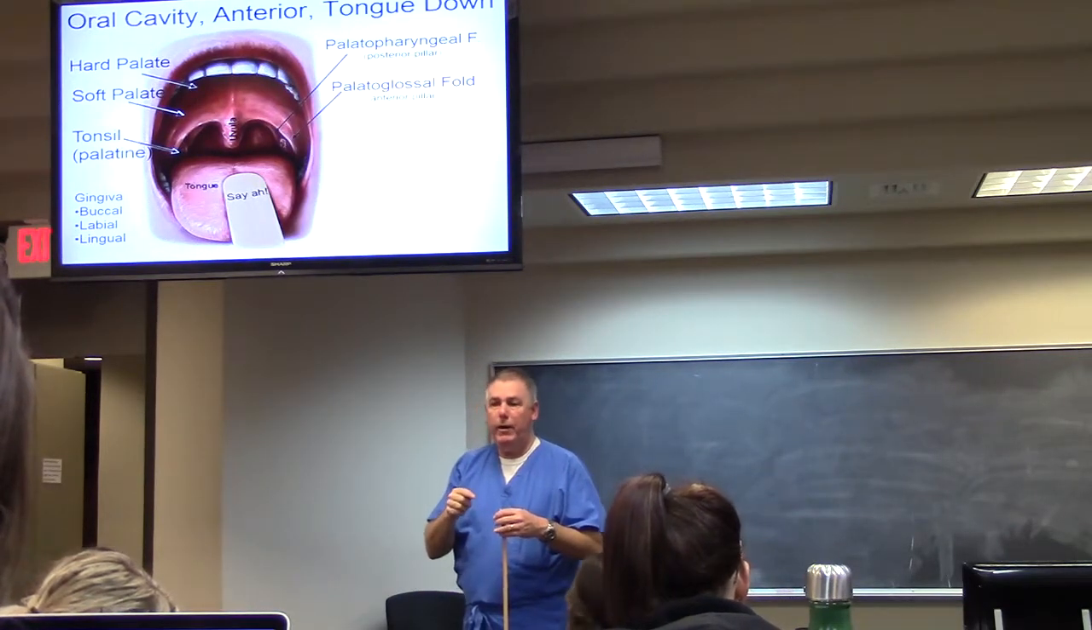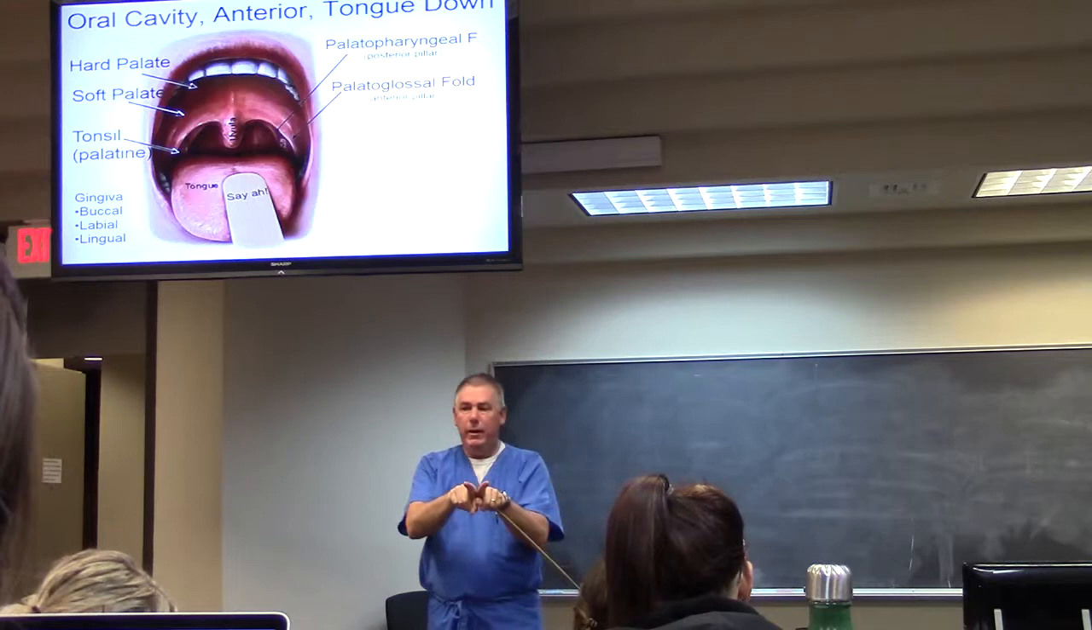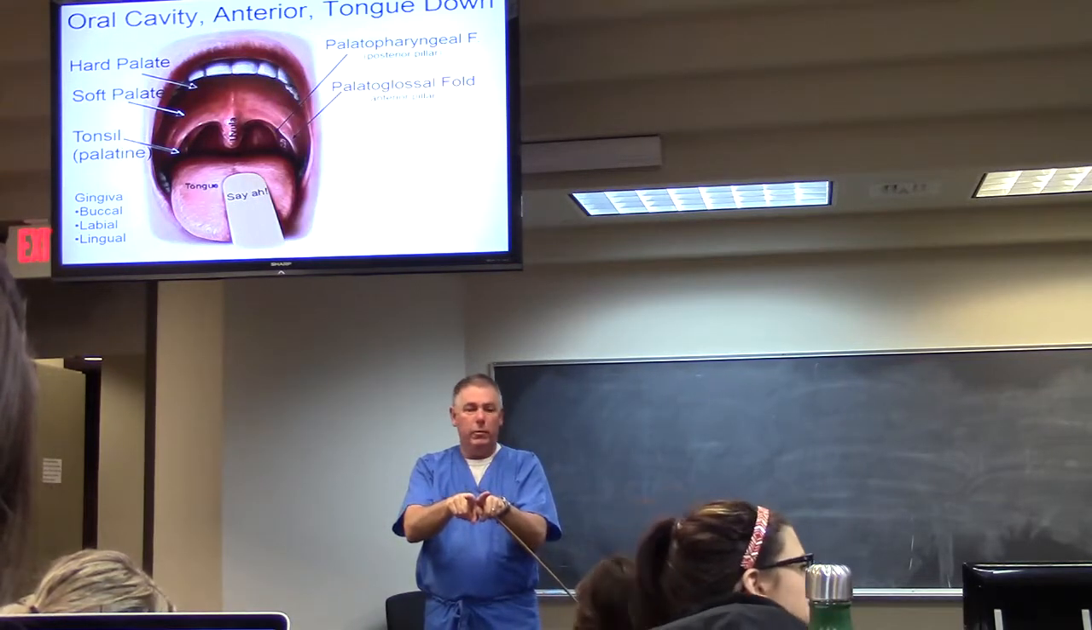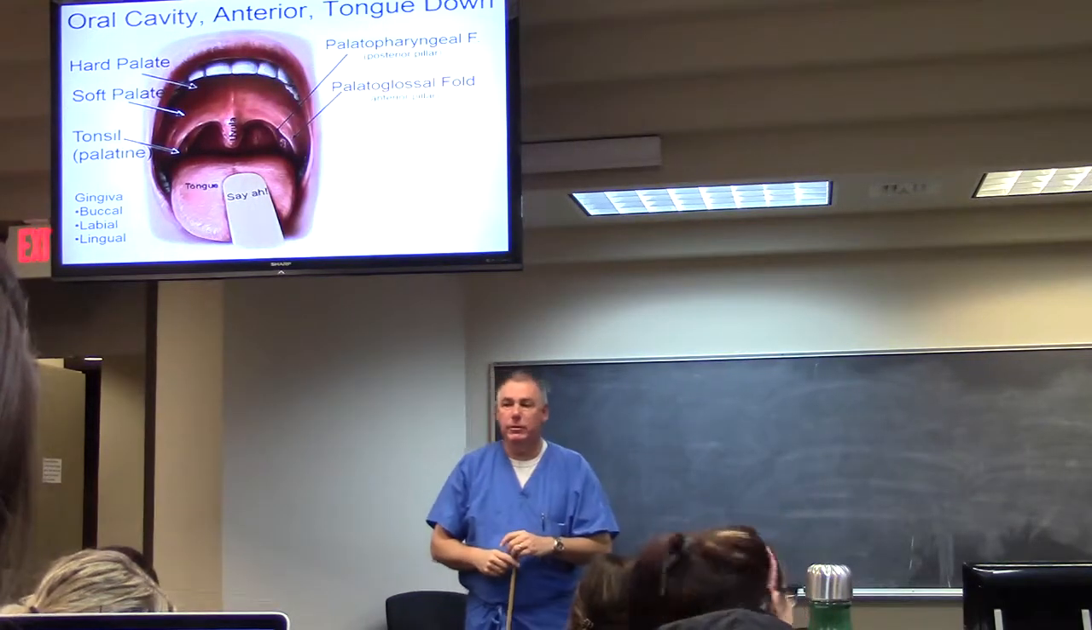From the soft palate, you get the uvula, which hangs down inferiorly. In some people, that uvula is bifid. It'll be forked, which is kind of odd when you see that for the first time.